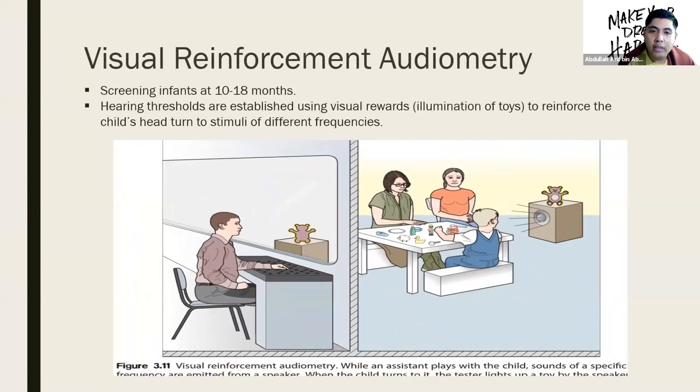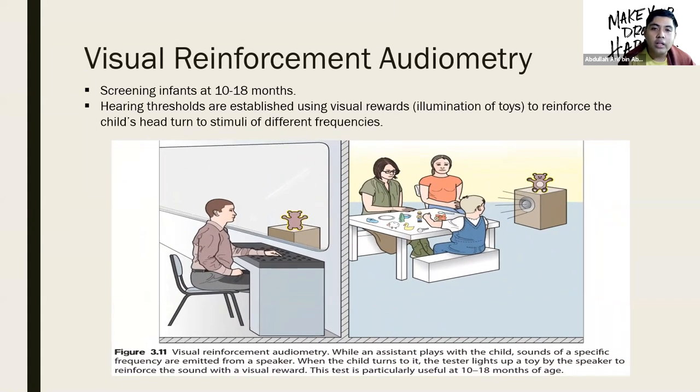Okay, next. Visual reinforcement audiometry. We can use this to screen infants at 10 to 18 months, and we can test the hearing threshold. Hearing thresholds are established by using a visual reward, illumination of toys, to reinforce the child's head turn to stimuli of different frequencies. So this test is like this: the examiner will give some sound, a certain frequency of sound.